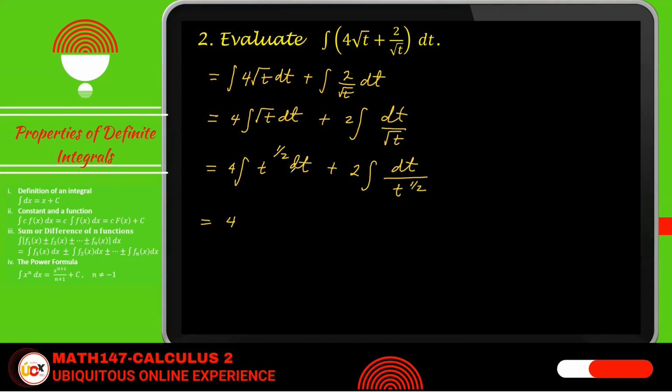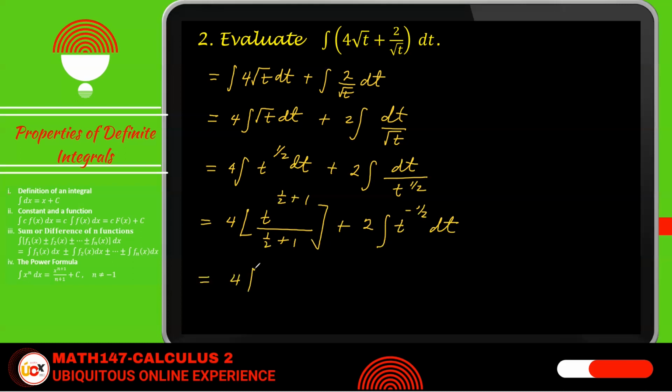And then to integrate t raised to 1/2 dt, we can now apply formula number 4, which is the power formula. You increase the exponent by 1, so you have 4 times t raised to 1/2 plus 1 over 1/2 plus 1, plus 2 times the integral of... if you look at the integrand, there's no appropriate formula for this. So what we have to do is write this in power formula form. You place the denominator in the numerator and then you change the sign from positive to negative 1/2.